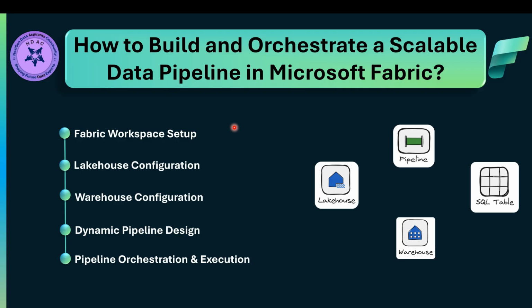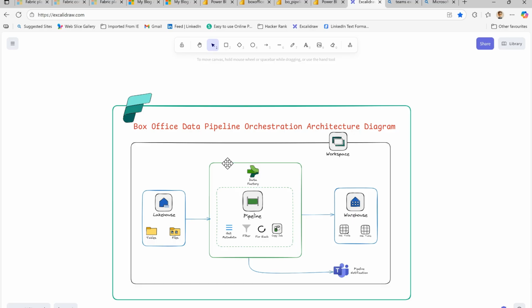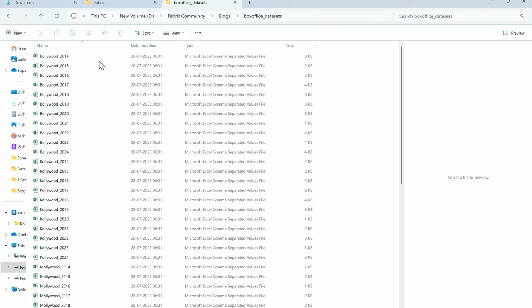So let's jump into the Fabric. Now, first let me explain this architecture. Today I'm going to take the example of box office data. I have Indian box office data containing 52 or 54 files. Let me show you what that is. Let me go here. These are the files.